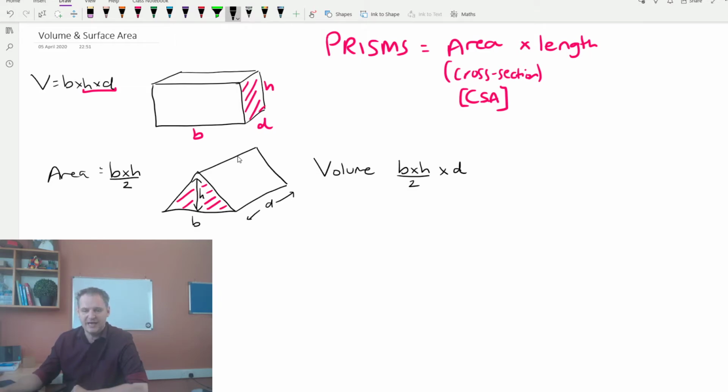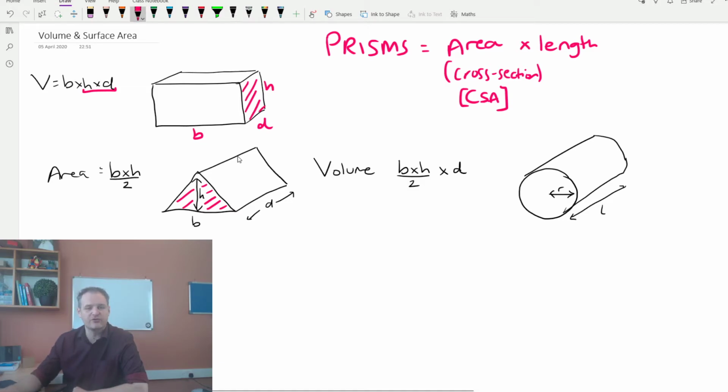I expect some year 8s and 9s to be able to do this. If I've got a cylinder and it's got a length and a radius, I wouldn't expect year 5s to do this. Don't worry if this is confusing, that's absolutely fine. But you can find the area of the circle, which is pi r squared, and that's pi r squared times length, because once again it's the area of the shape that goes through it times by the length or depth, whatever we choose to call it.